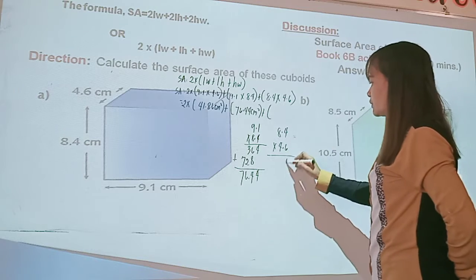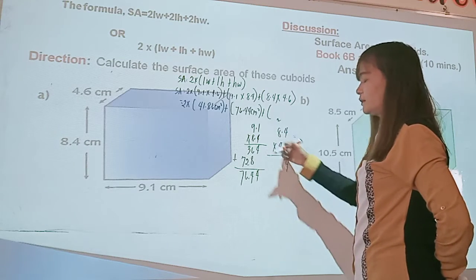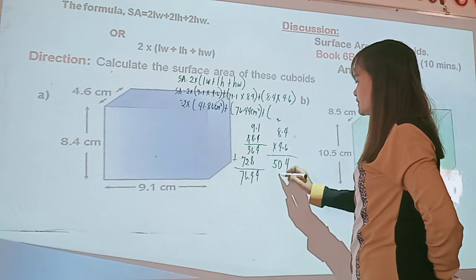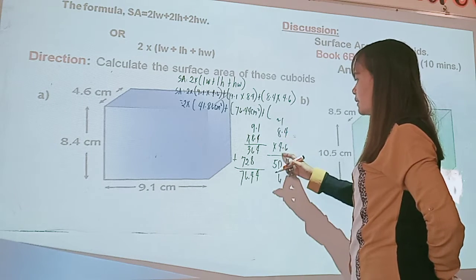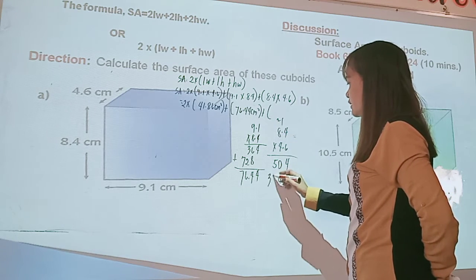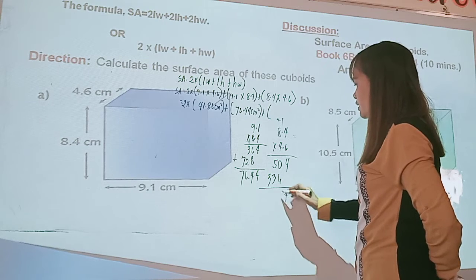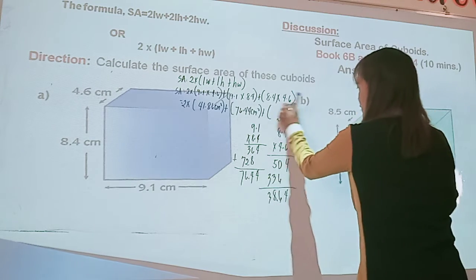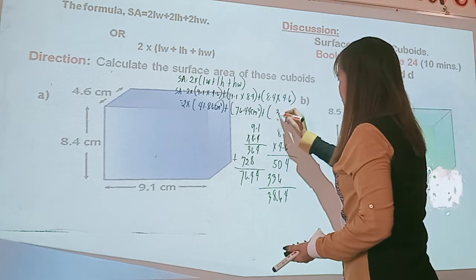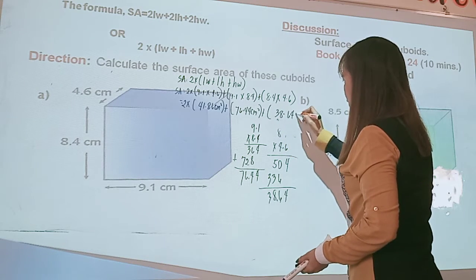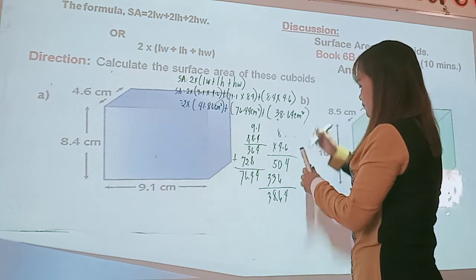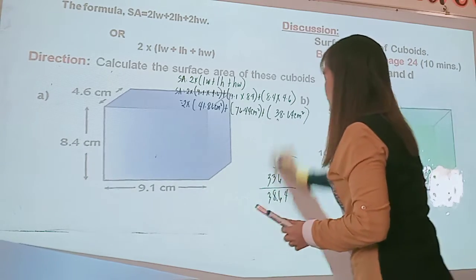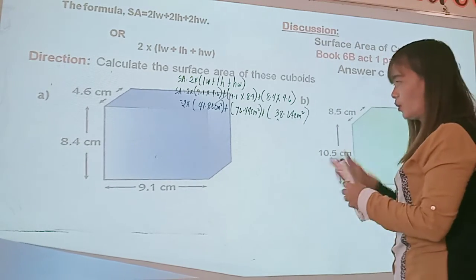Okay, next we multiply 8.4 times 4.6. 4 times 6 is equal to 24, carry 2. 8 times 6 is 48 plus 2 is 50. 4 times 4 is 16, carry 1. 8 times 4 is 32 plus 1 is 33. Okay, so 4, 6, 8, 3. How many decimal points? 2. So the answer is 38.64 centimeter squared.